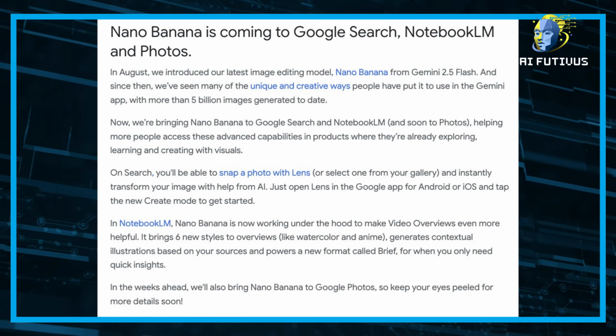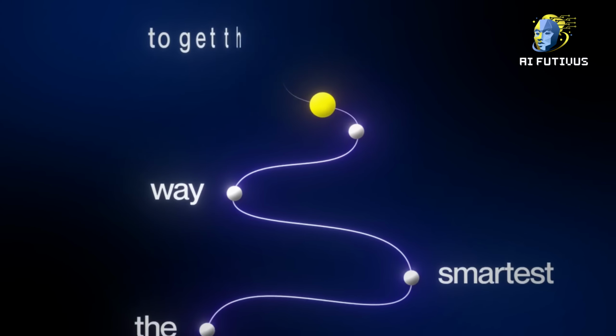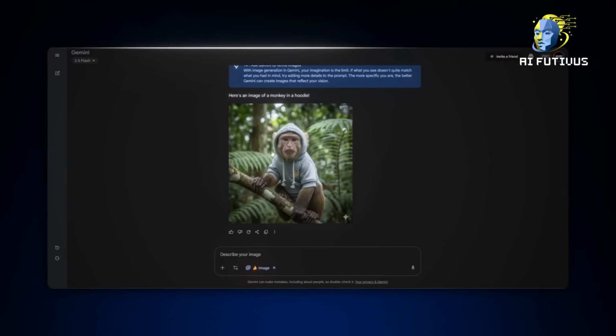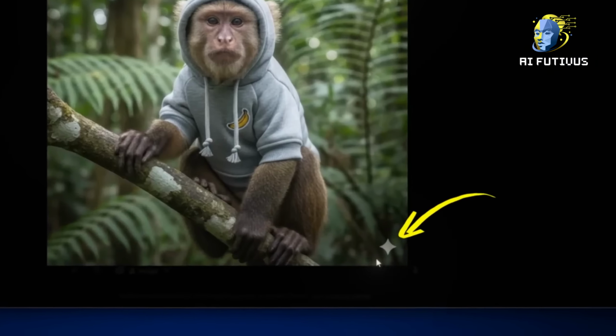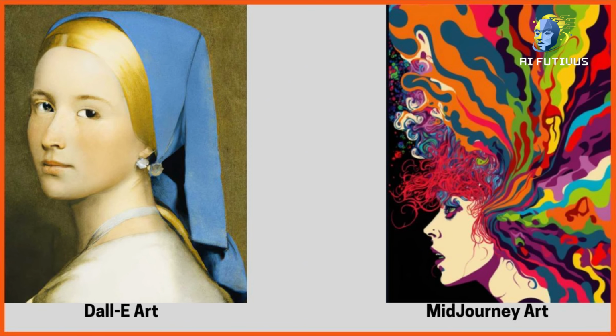So how does Nano Banana actually work? Let's simplify this. Traditional image editing requires skills: Photoshop layers, masking, color grading. You need to know what you're doing. Nano Banana flips that completely. It uses natural language processing combined with diffusion models, the same tech behind DALL-E and Midjourney, but optimized for editing existing photos, not just generating new ones.